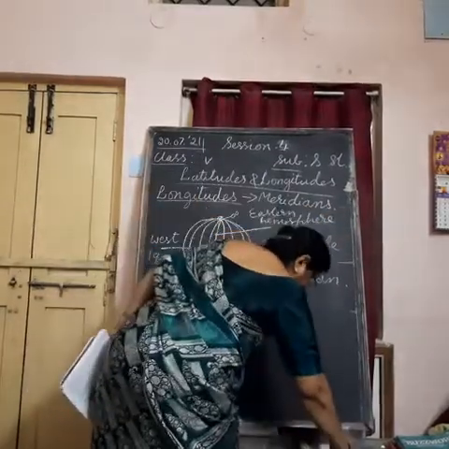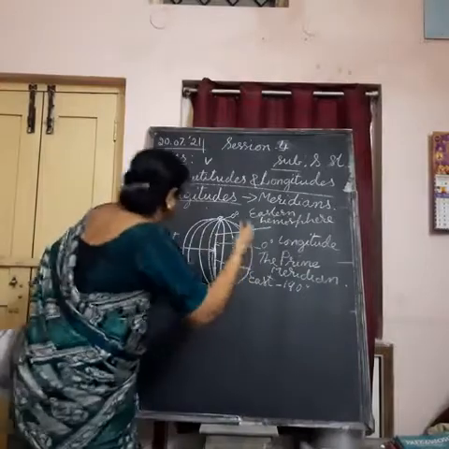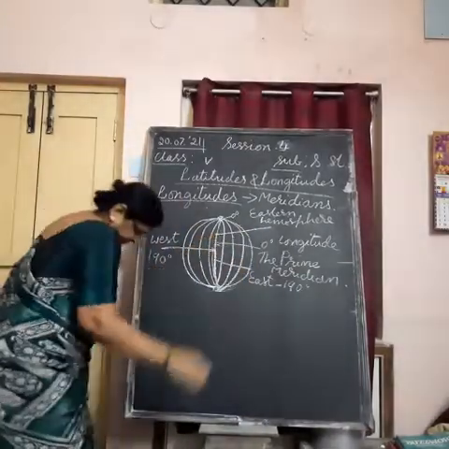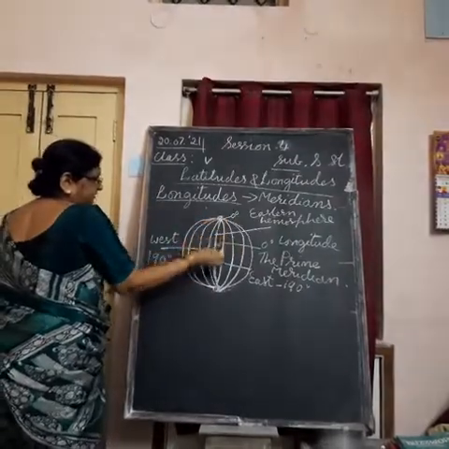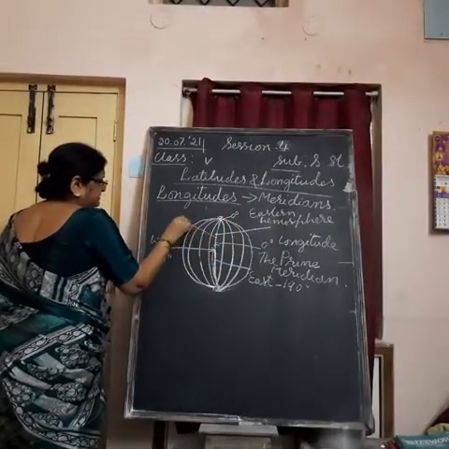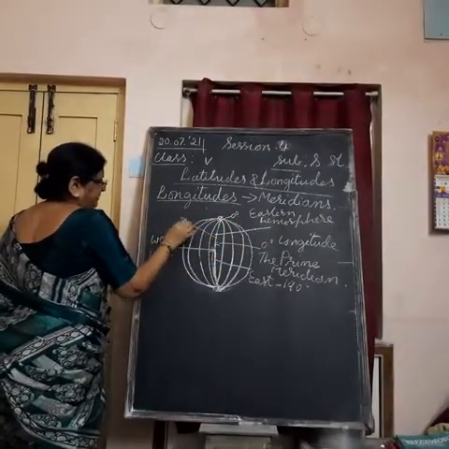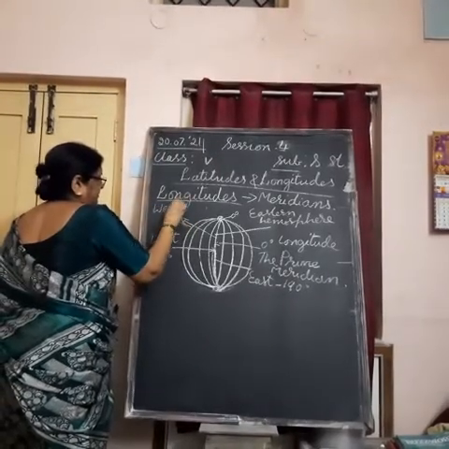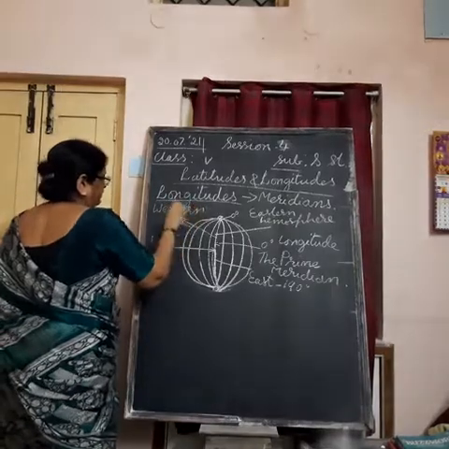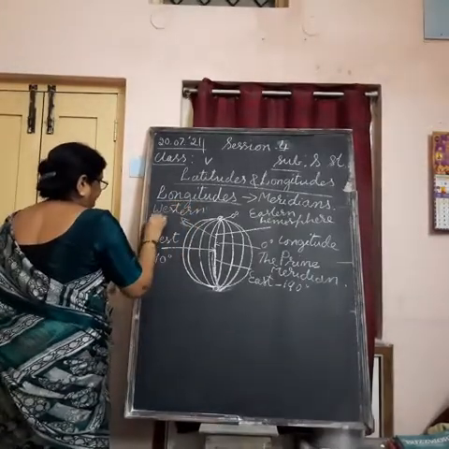Understand? To the west, from here to west, from 0 degree to west, it is called the Western Hemisphere.